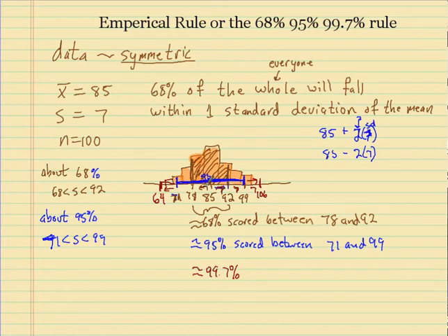So 99.7% scored between a 64 and a 106. So about 99.7%, which is basically everybody. If I take 100 people there, this could be everybody because it's approximate.